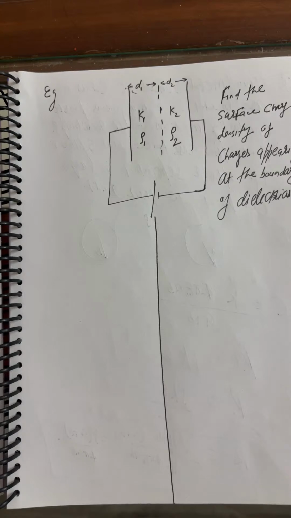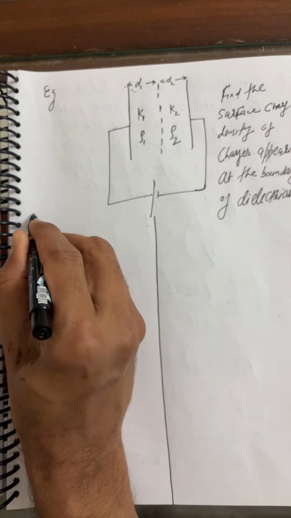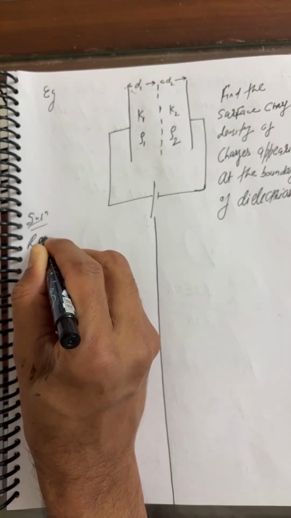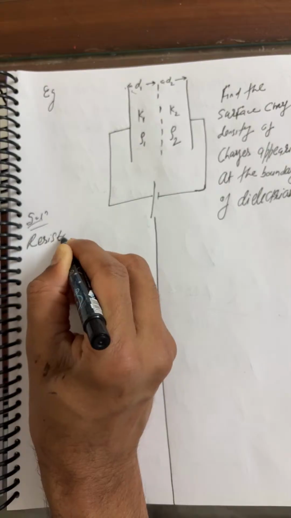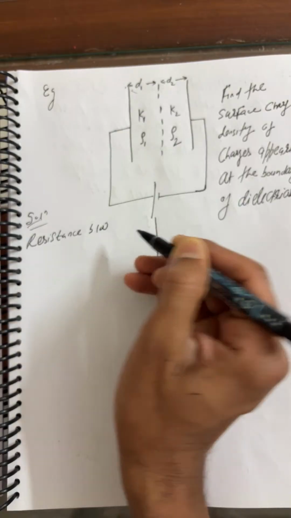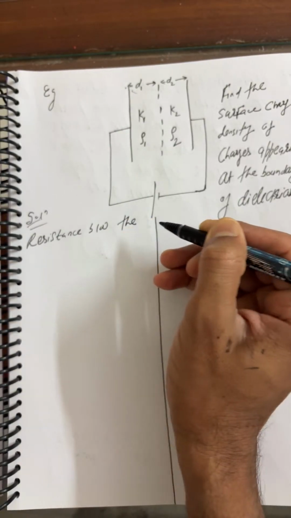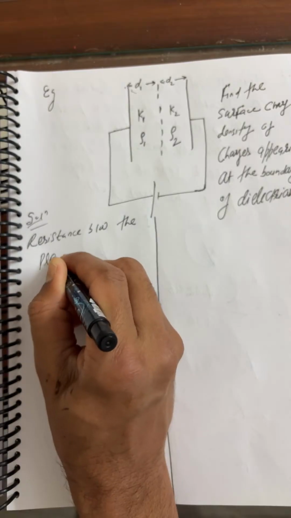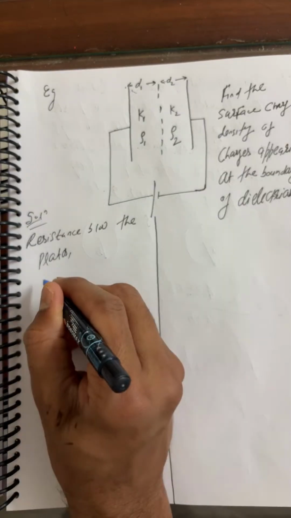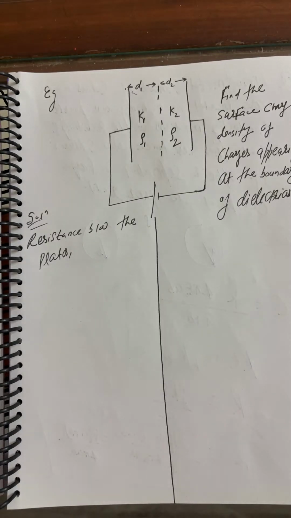First I'll write here the resistance between the plates. Solution: resistance between the plates. Both are in series here. You can easily say both are in series.